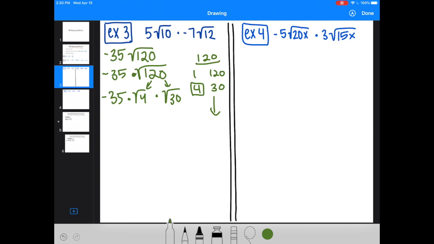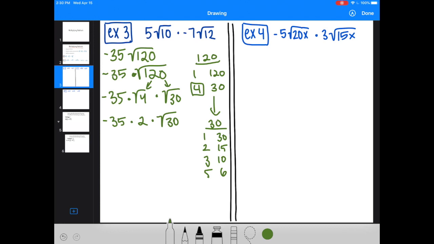All right, time to simplify. Looking at those radicals, my perfect square of 4 simplifies down to 2. So I have negative 35 times 2 times square root 30. Can square root 30 be simplified at all? Because 30 is kind of a big number. Well, let's look at my list. What's divisible by 30? That breaks up into 1 and 30, 2 and 15, 3 and 10, 5 and 6.